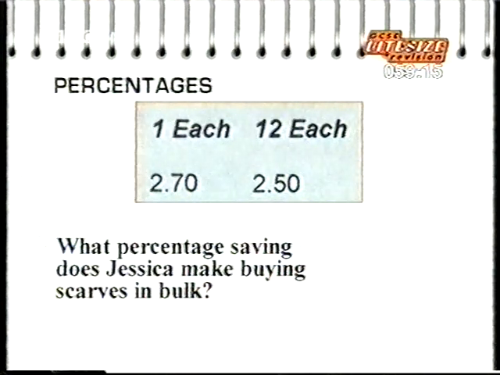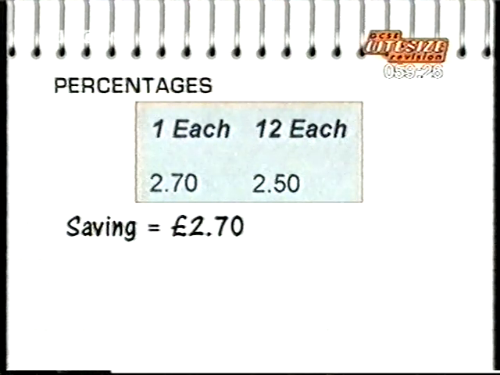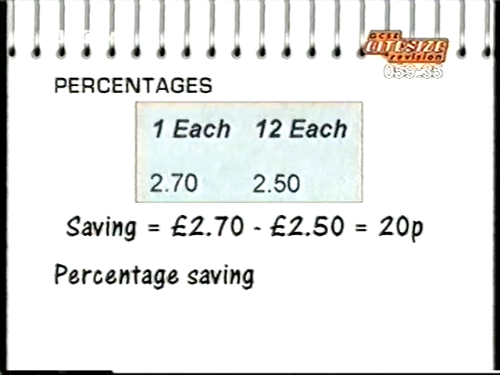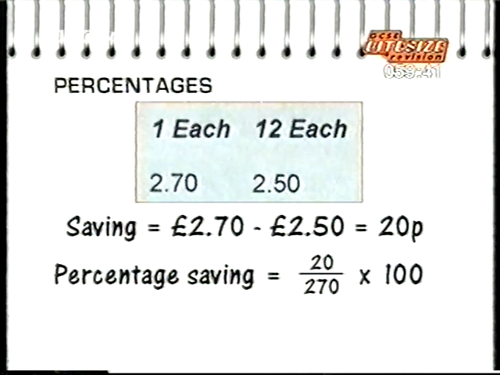So what percentage saving does Jessica make by buying 12 scarves at once rather than one at a time? The saving Jessica makes is the difference between the cost of buying a scarf singly, £2.70, and in bulk, £2.50. That's 20 pence. As a percentage, that's the 20 pence saving divided by the higher price, £2.70, and multiplied by 100 to give a percentage. That's 7.41%.